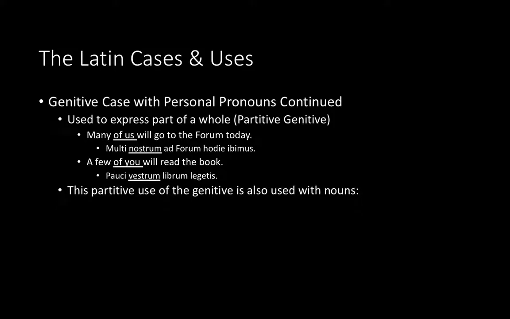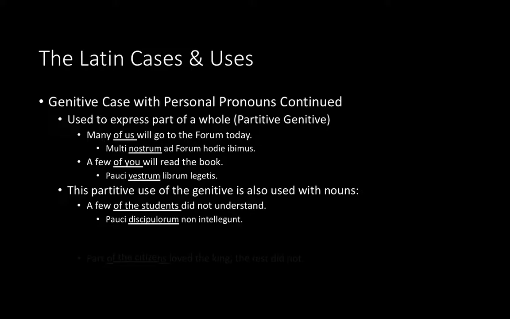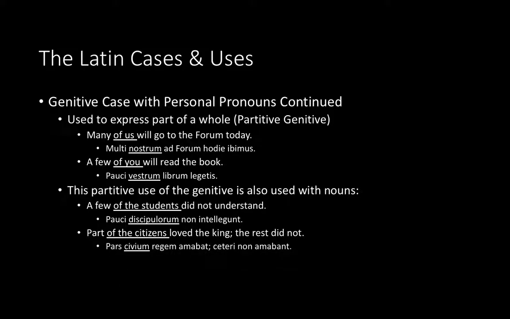This construction is also used with nouns, not just pronouns. A few of the students did not understand, so that's really the same example as a few of you will read the book. Here we'll be writing the noun of the students in the genitive. Part of the citizens loved the king, the rest did not, or you might say some of the citizens, so that would look like that. That's really all there is to the partitive genitive, or the genitive of the whole. So you just need to be aware of it.